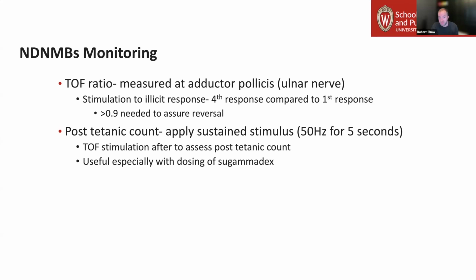There are other things that we do measure comparatively, but the most clinically useful in my mind, another thing would be to monitor the post-tetanic count. So we put a sustained stimuli, so let's say 50 hertz on our nerve stimulator for 5 seconds. After that, we're assessing our train of 4 to assess if there's any post-tetanic count. So we're trying to get acetylcholine into the membrane and see if there's still residual blockade. This is very useful, especially when we're dosing sugammadex, which is the most common reversal agent these days.